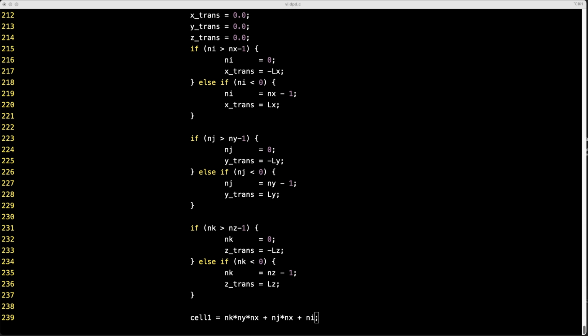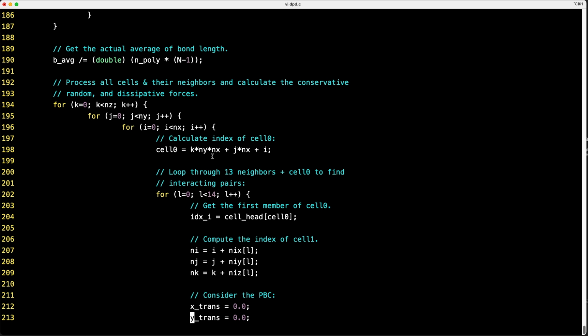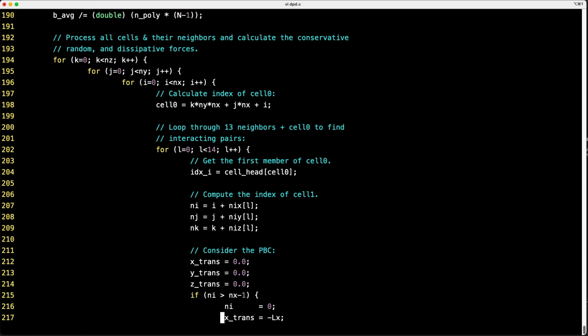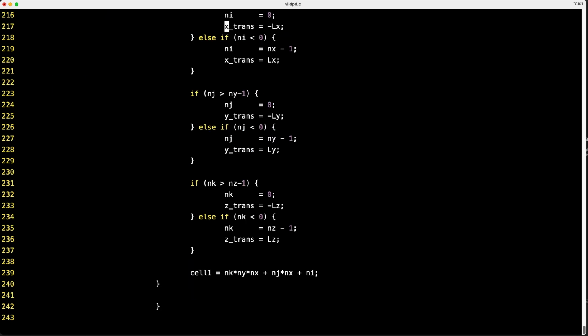And so now that we know the index of our neighboring cell, we just need to get the first particle in that list, right? The first particle in that cell, and we're going to process this particle, which is the first particle in cell 0, with all of the particles in cell 1. Okay, so this value, index I, is going to stay the same, but down here, we need to get the head of cell j. So the index of j will be the cell head of cell 1. And that works just fine, right? There's nothing wrong with that.